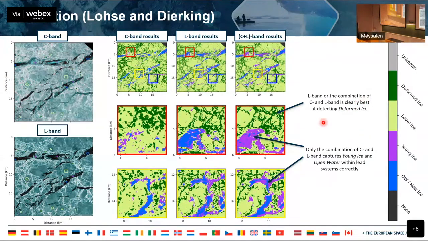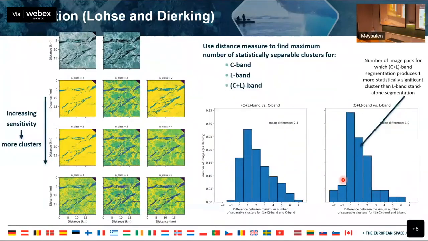So L band, or a combination of the two, actually produces the best sea ice type separation results. And in particular, when we're talking about the young ice and open water, then we actually need the combination of the two to accurately represent what we're seeing in the images. And this was tested with increased sensitivity.